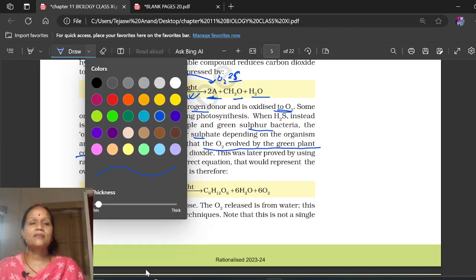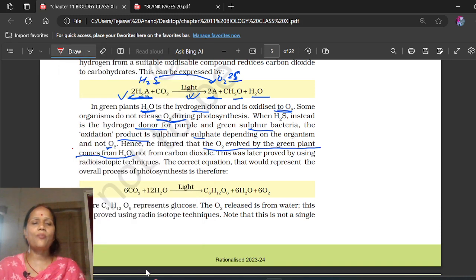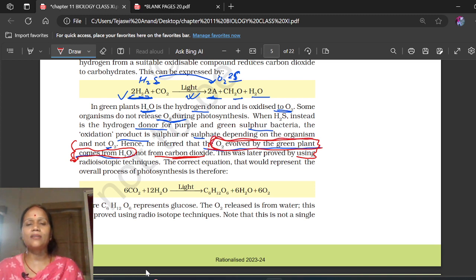So dear students, this is very much important, and you can't forget it. Always learn, oxygen evolved by green plants comes from H2O, not from carbon dioxide. Always learn this thing. This is a very important thing that you must know, which was later proved by using radioisotopic techniques. इसको फिर से प्रूव भी किया गया रेडियोआइसोटॉपिक टेक्निक से.